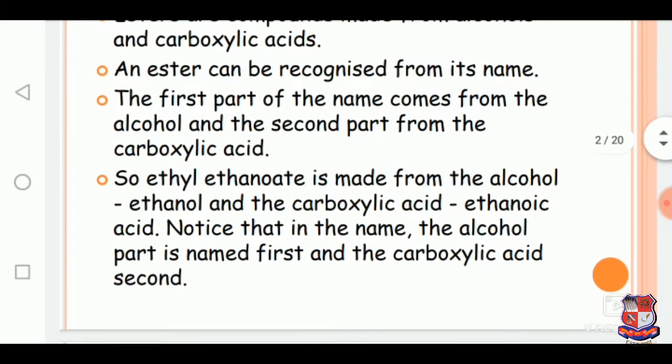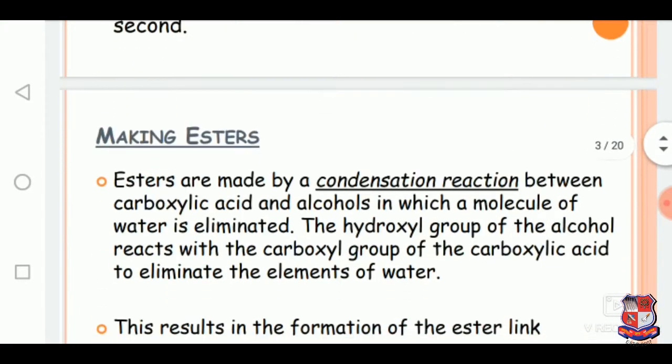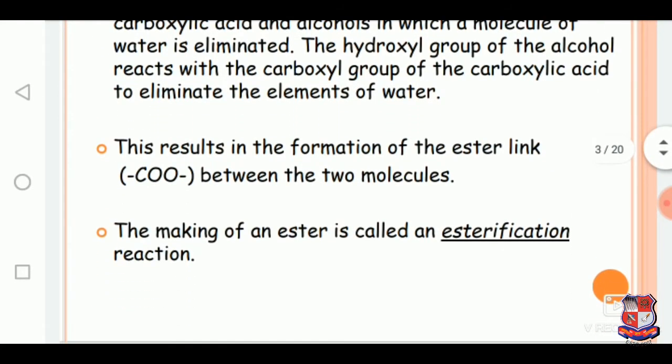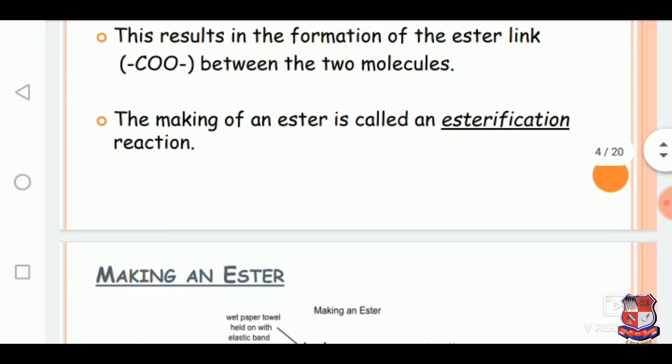So ethyl ethanoate is made from the alcohol ethanol and the carboxylic acid ethanoic acid. Notice that in the name, the alcohol part is named first and the carboxylic acid name second. Making of esters. Esters are made by condensation reactions between the carboxylic acid and alcohols in which a molecule of water is eliminated. The hydroxyl group of the alcohol reacts with the carboxylic group of the carboxylic acid to eliminate the elements of water. This results in the formation of the ester link COO between the two molecules. The making of ester is called an esterification reaction.